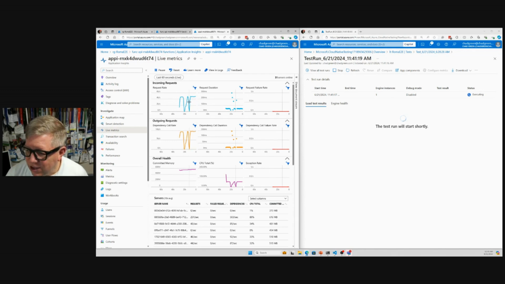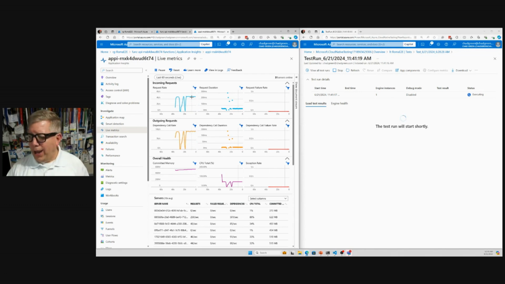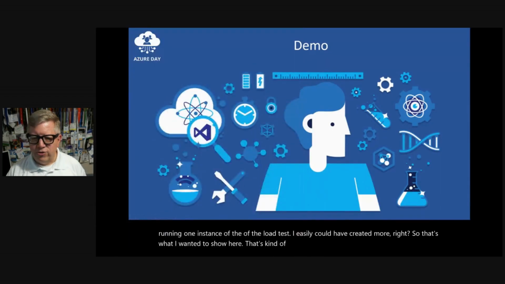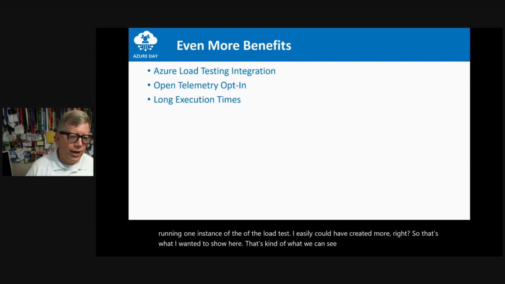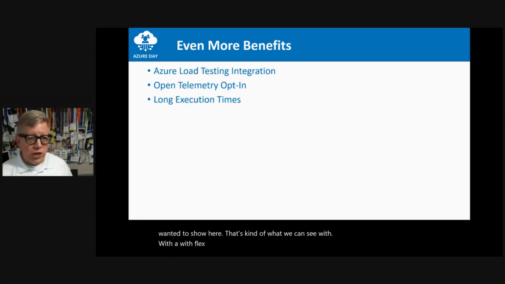We can see we're looking at about 5,000 requests per second coming in. And let it be known, I could have done more, right? I am actually running one instance of the load test. I easily could have created more, right? So that's what I wanted to show here. And that's kind of what we can see with flex consumption.